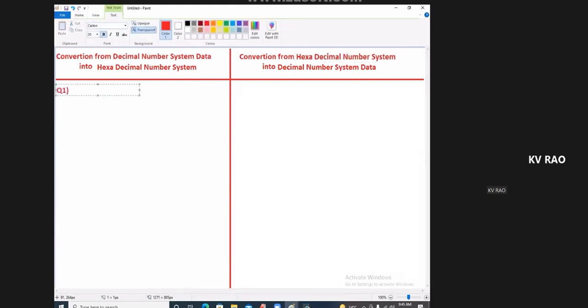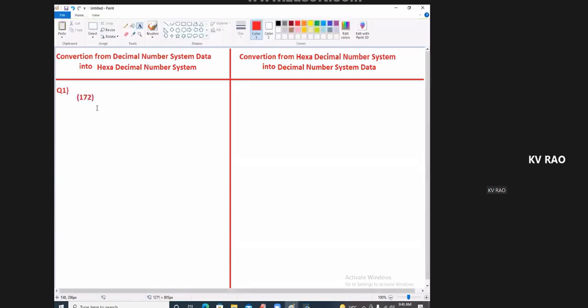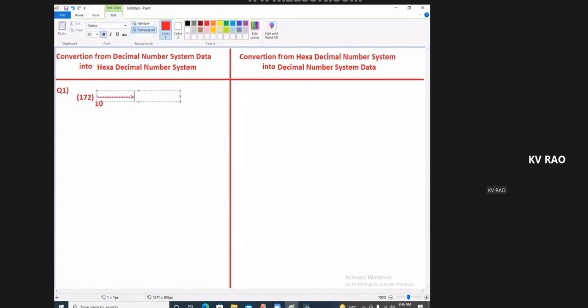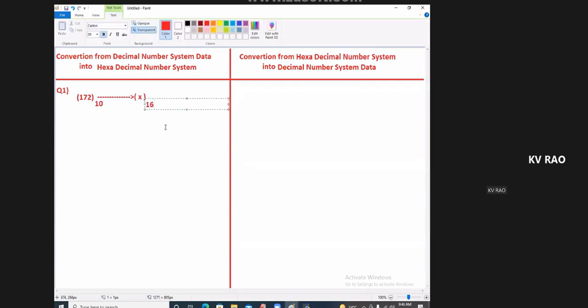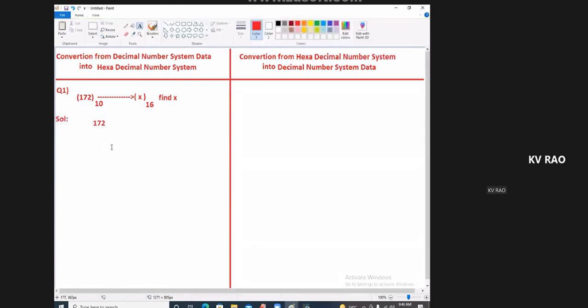Let's see carefully. Q1. Convert. That is not a direct question I will give you. I will give you 172, which is a decimal number system, and we would like to convert it into x base 16. Find x. What is this x now? Let us start converting. Carefully observe how this 172 is getting converted into base 16.